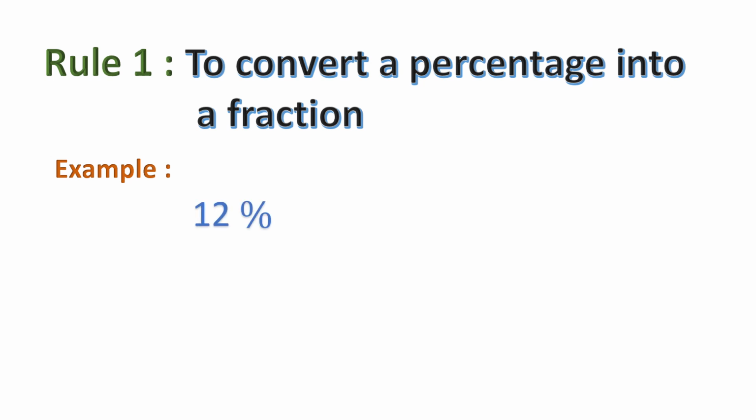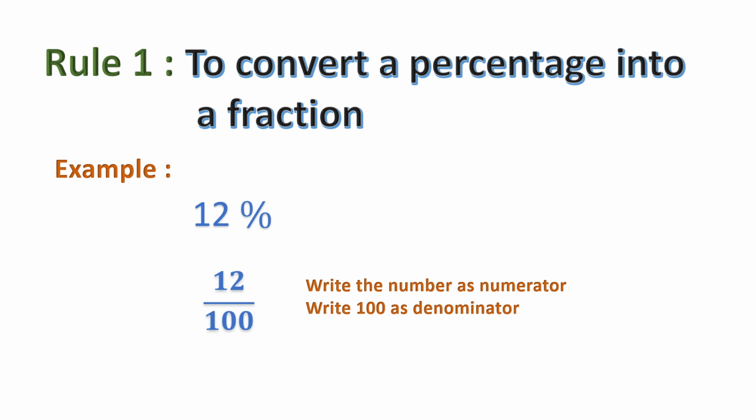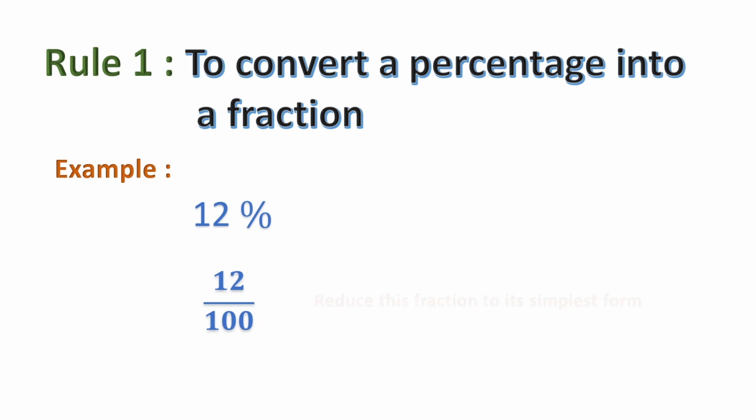12%. We have to convert this percentage into a fraction. So first step was write the number as numerator and write 100 as denominator. So the number is 12 in the percentage symbol. So we have to write 12 in the numerator, and as per the instruction we will write 100 in the denominator. The next step is reduce this fraction into its simplest form.